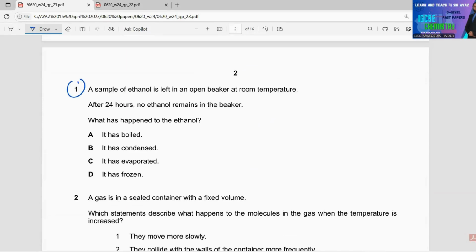Here's question number 1. A sample of ethanol is left in an open beaker at room temperature. After 24 hours, no ethanol remains in the beaker. What has happened to the ethanol? Now, ethanol is volatile liquid. Volatile liquids are those liquids in which the liquid molecules leave the surface of the liquid below its boiling point. So definitely it has evaporated after 24 hours. So C must be the right response in this case.